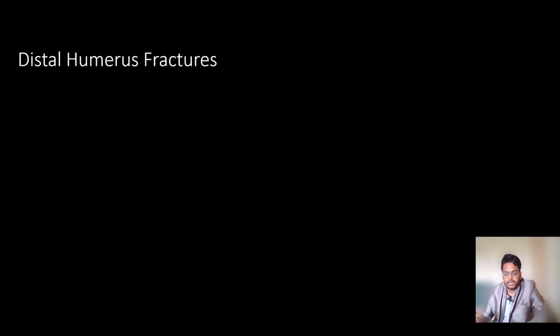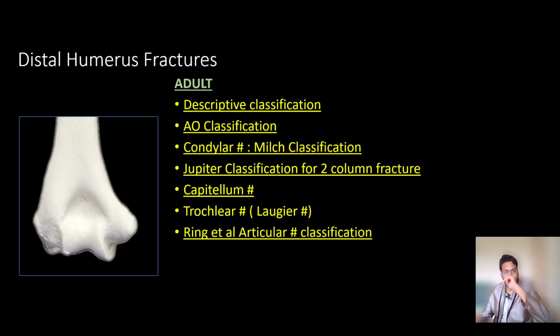So, coming to the distal humerus fracture classification. In adults we have the descriptive classification and the AO classification system. For the condyles we have the Mills classification system and the Jupiter classification system for both columns. The two column fracture classification is given by Jupiter, and there are the capitulum fracture and the trochlear fracture.